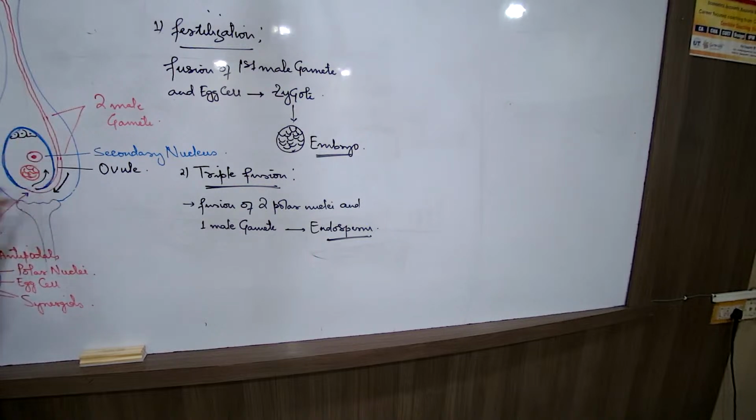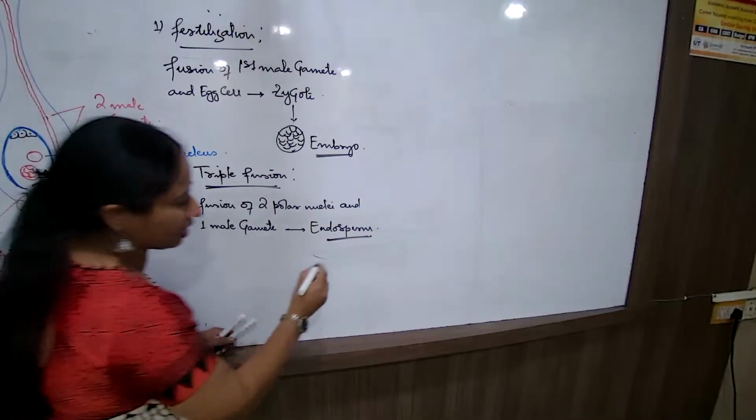So at this time, when the process of fertilization is over, when the process of triple fusion is over, what do we have in the ovule? One developing embryo and one endosperm. But now the question is, what will develop? There are two things. This endosperm also, very soon, will not remain as a single cell.